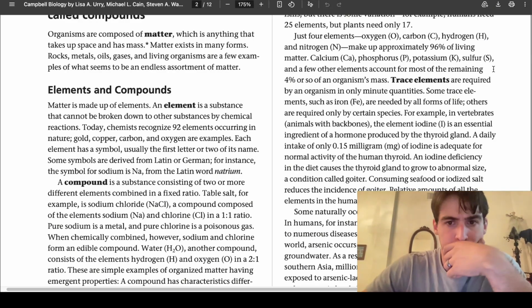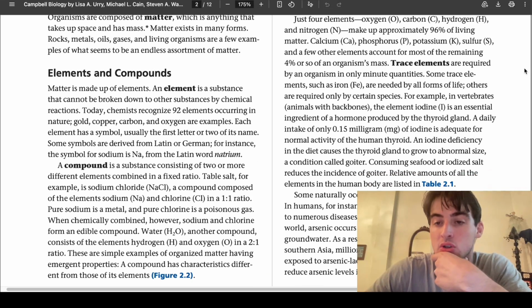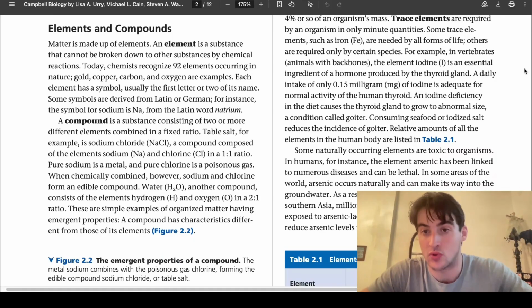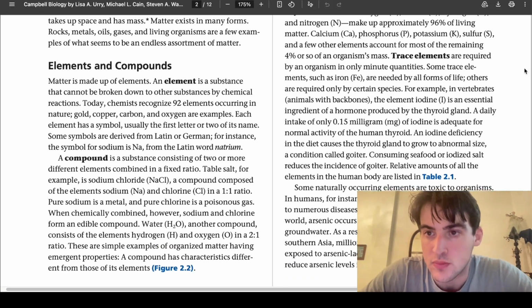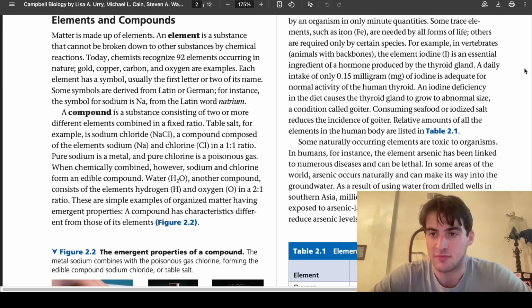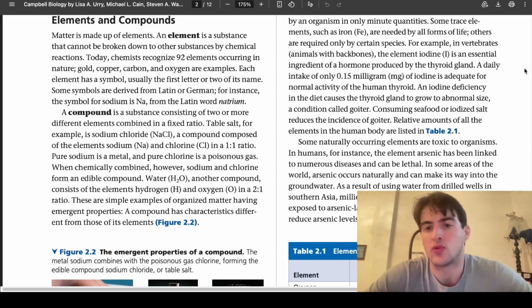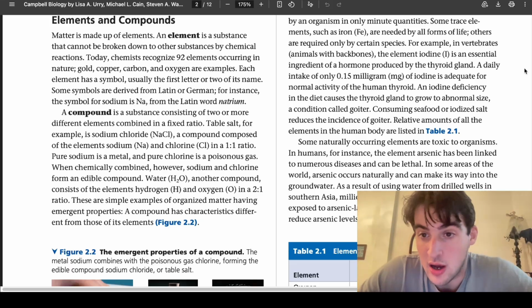All right. Calcium, phosphorus, potassium, sulfur, and a few other elements account for most of the remaining 4% or so of an organism's mass. Trace elements are required by an organism in only minute quantities. Some trace elements, such as iron, are needed by all forms of life. Others are required by only certain species. For example, in vertebrates, animals with backbones, the element iodine is an essential ingredient of a hormone produced by the thyroid gland. A daily intake of only 0.15 milligram of iodine is adequate for normal activity of the human thyroid.